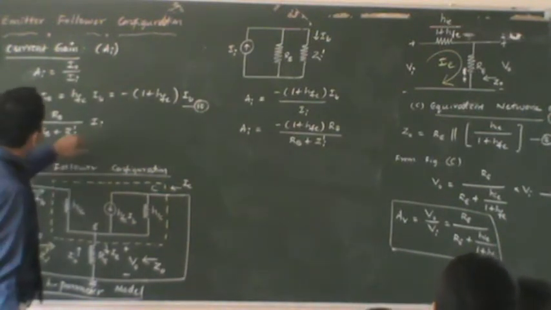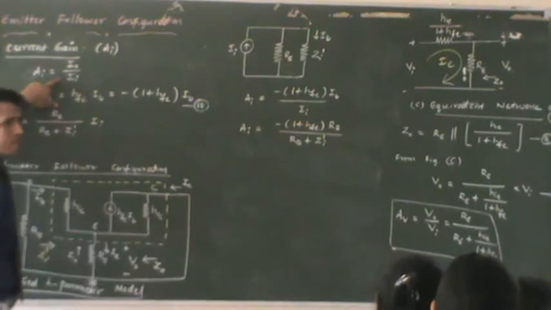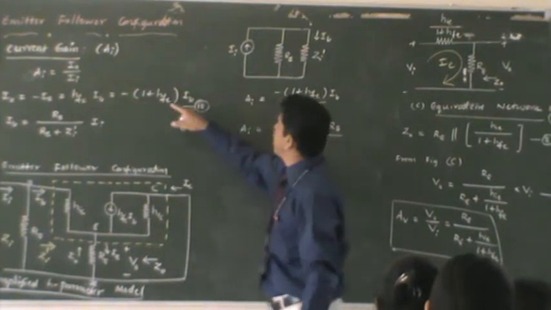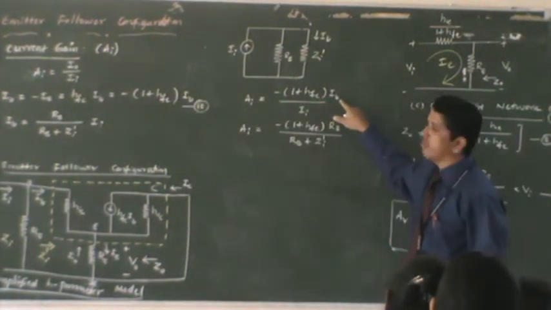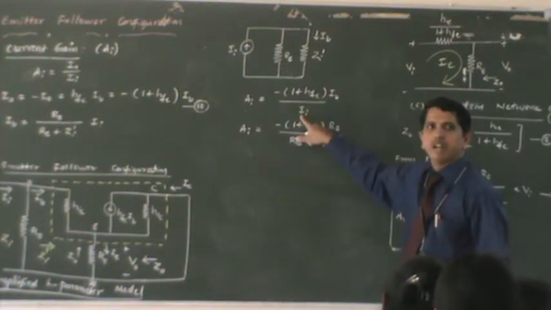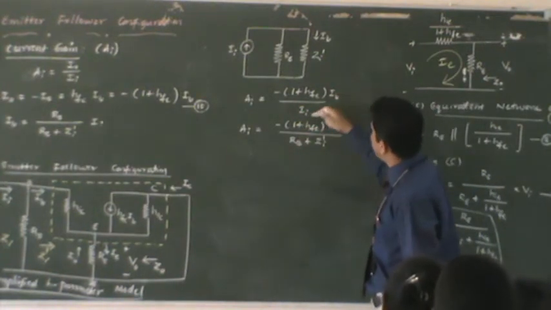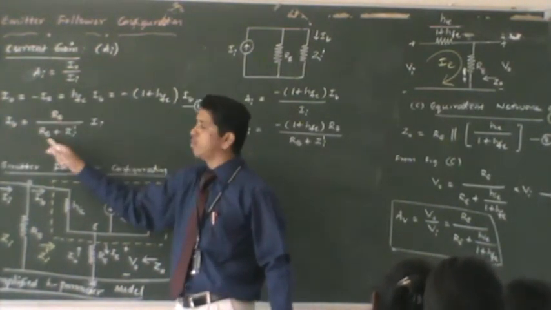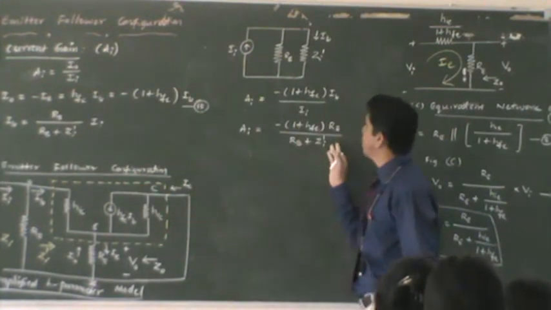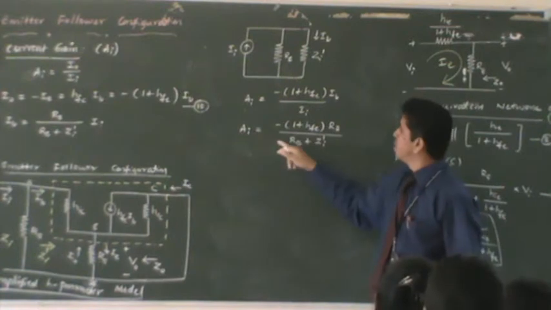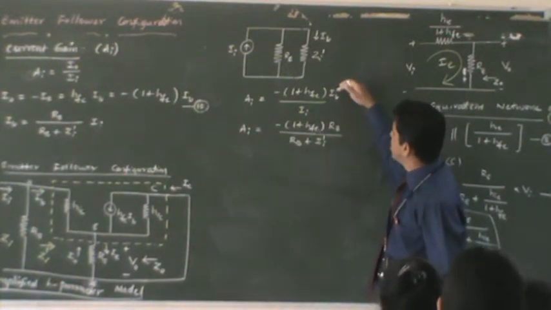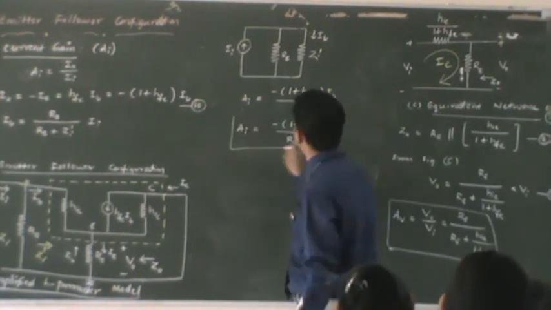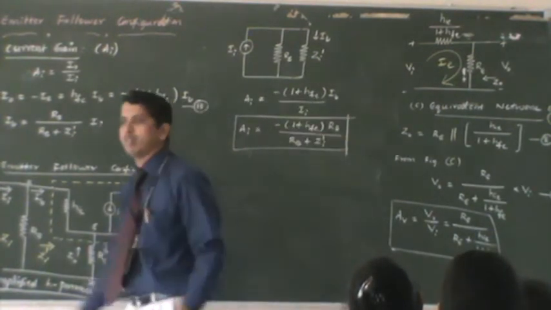Now we can substitute equation 10 in the definition. AI is nothing but I0 by II, and substituting I0 as minus of 1 plus hfe times IB, divided by II. Further, IB by II can be replaced by this relation. You can see that IB by II can be written as RB divided by RB plus Zi dash. Substitute here, and finally you will get the equation of current gain, which is minus of 1 plus hfe times RB divided by RB plus Zi dash. So this is the final expression for current gain of the emitter follower.